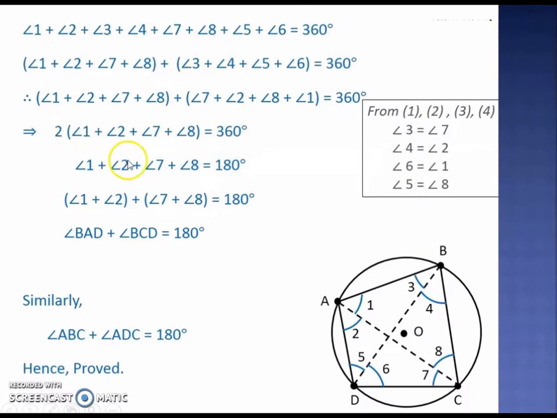Which means that angle 1 plus 2 plus 7 plus 8 is 180. Now angle 1 plus angle 2 is nothing but angle A. Angle 7 plus angle 8 is angle C. So I get the opposite angles BAD plus BCD is equal to 180. And similarly, I can prove ABC plus ADC also equal to 180 degree.